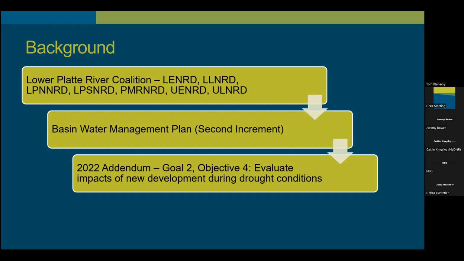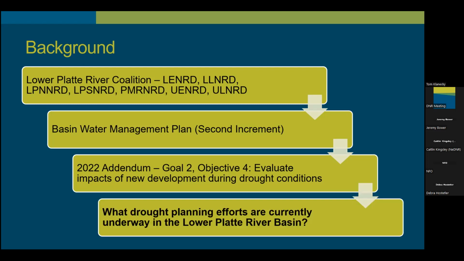So they added a new objective to goal 2. And this objective says that they will evaluate the impacts of new development during drought conditions, because ultimately the goal of their basin water management plan is to sustain a balance between uses and supplies of water in the basin. And so to address this new objective, we had to ask the question, what drought planning efforts are currently underway in the Lower Platte River Basin?